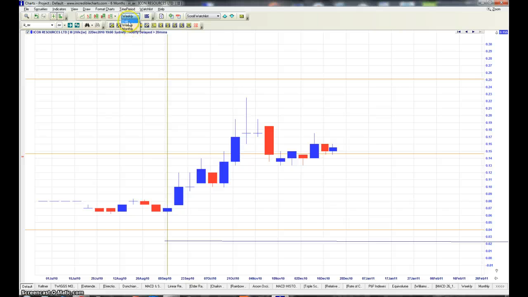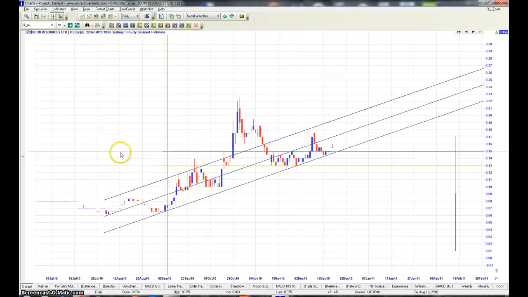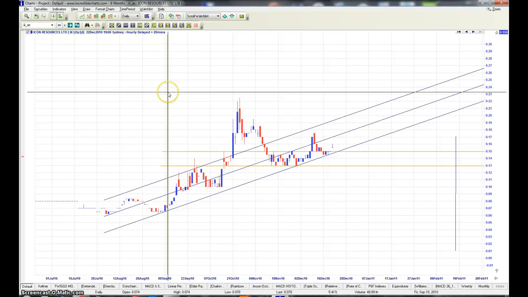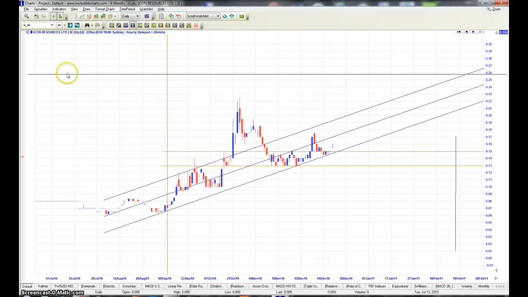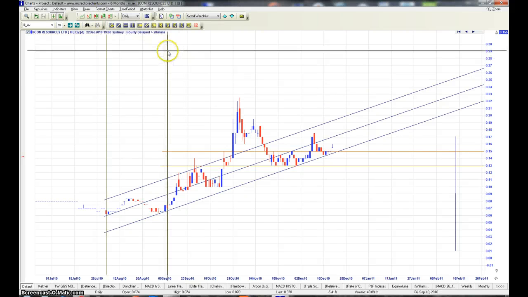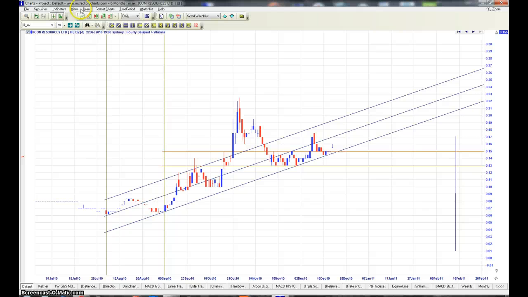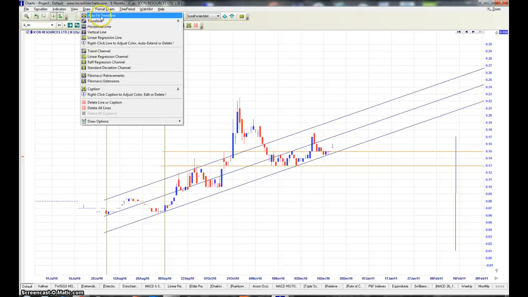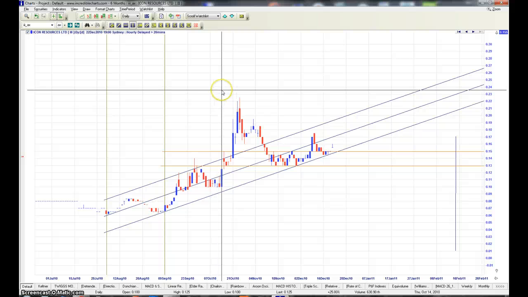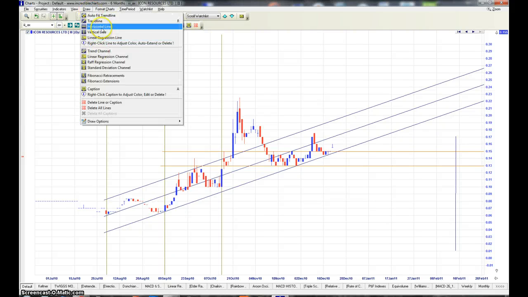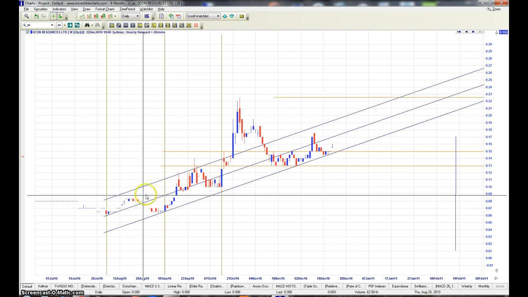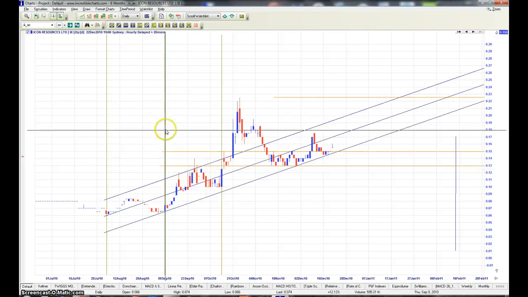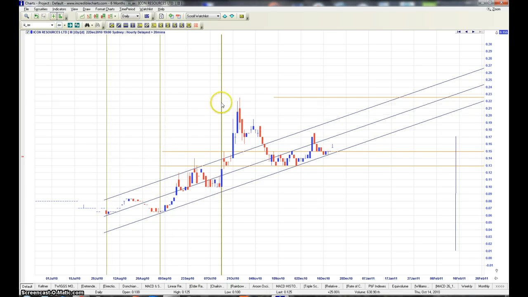If I zoom in again, no, I'll leave that there. But I might draw another one right at the beginning of the action there. And I'll move this over to where I've got that big nice blue candle there. I'll draw another vertical line to this other blue candle over here. It looks like there's been a change of price action around there. Probably I should move them to a bit before there.